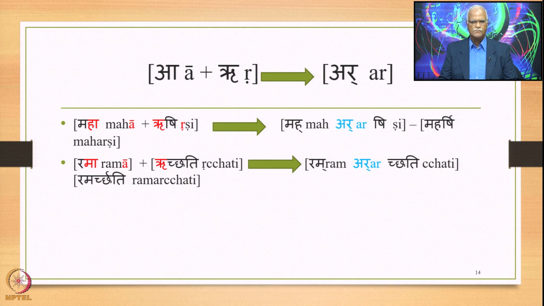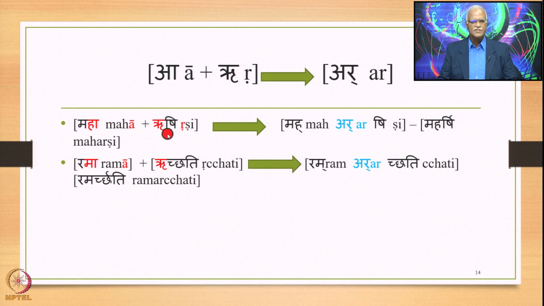Then we go to the next examples. A plus ru is the input, 6187 applies, and ar is the output generated. Once again we have a compound, and we have maha plus rishi. This is the stage of derivation we are in, where we have a coming at the end of this word, ru coming at the beginning of this word. This is a samasa, so they are obligatorily in the samhita mode, and that's why we have a plus ru as the situation over here. This is the environment.